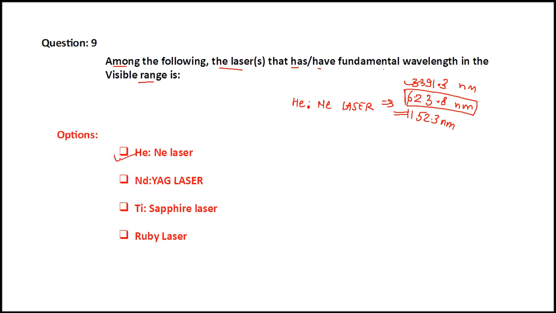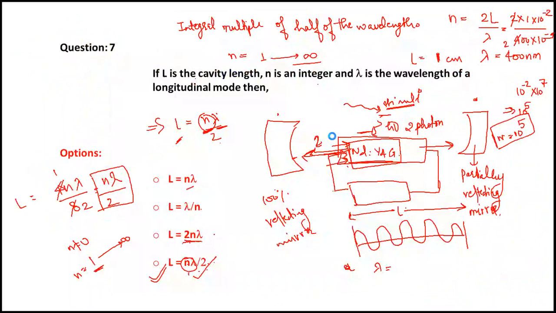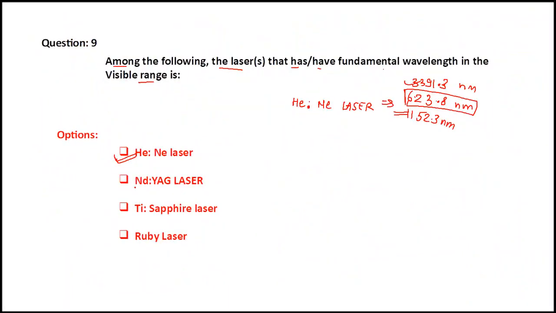So one of the answers would be helium neon laser, since one of the wavelengths, from the transition from 5s to 2p5 3p, corresponds to the visible range of light. The second one is the Nd-YAG laser. Nd is neodymium and YAG stands for yttrium aluminium garnet.